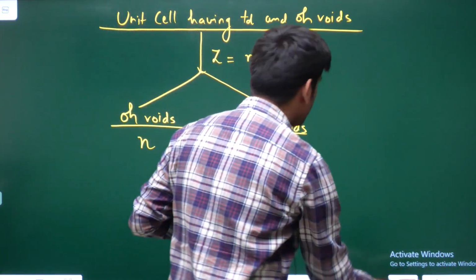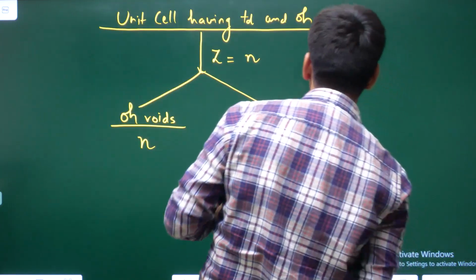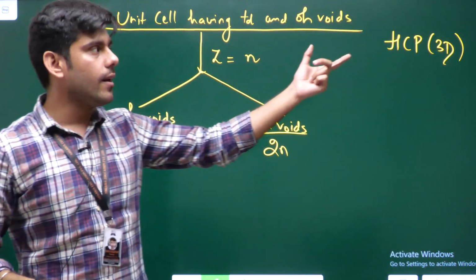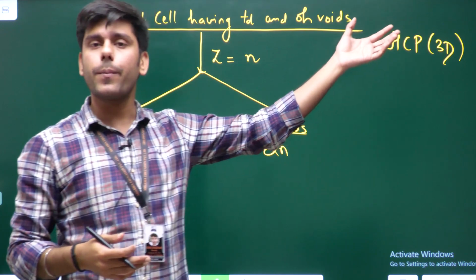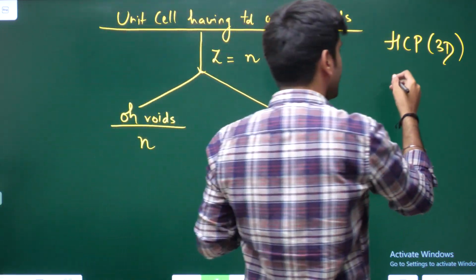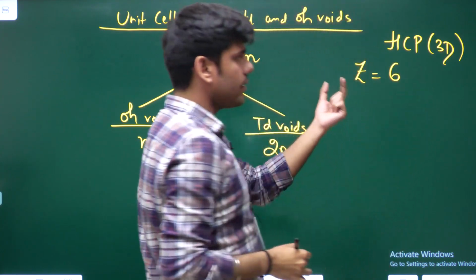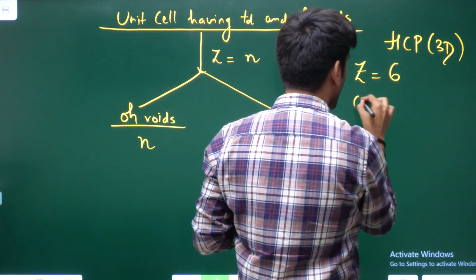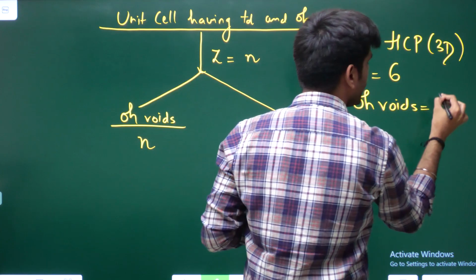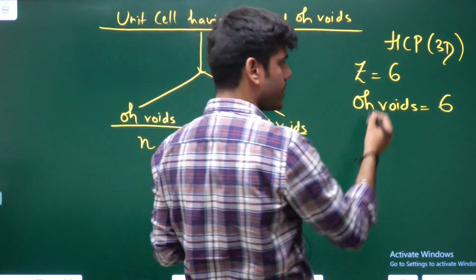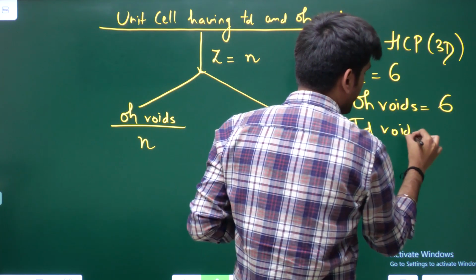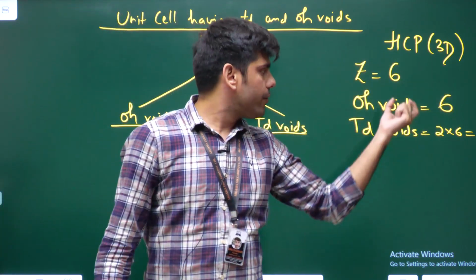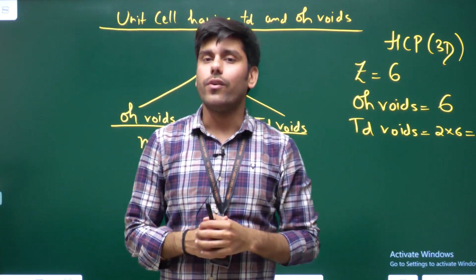We have already seen this in the case of FCC. The same thing goes for HCP. If I talk about HCP 3D, that is hexagonal close packing 3D, which is again formed using HCP 2D as a base, we know that Z comes out to be 6. So the octahedral voids are equal to 6 only, and tetrahedral voids are basically 2 into 6, that is 12. So in HCP 3D, I have 6 octahedral voids and 12 tetrahedral voids.